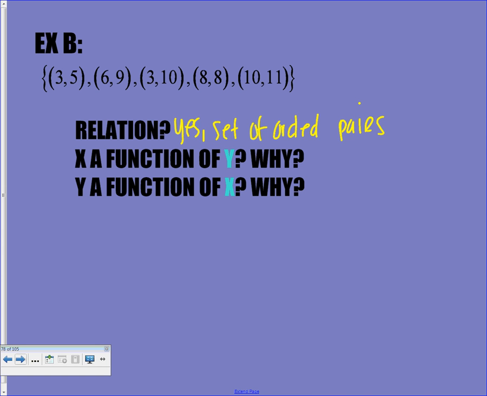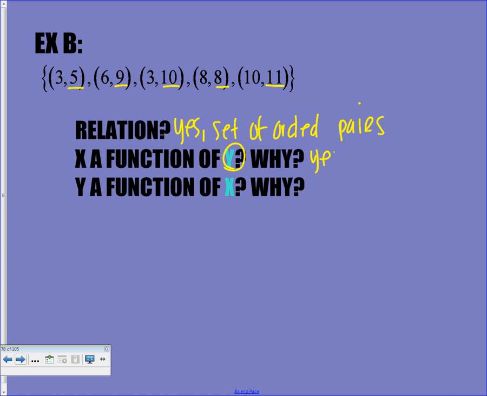Okay, so is x a function of y? Remember you always start with the second variable first. So you can take a look at my y's, 5, 9, 10, 8, 11. Do any of those repeat? Nope. So it is a function. Okay, there's no problems if they don't repeat.